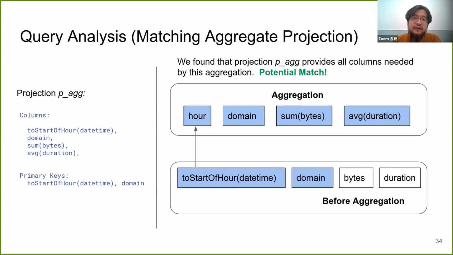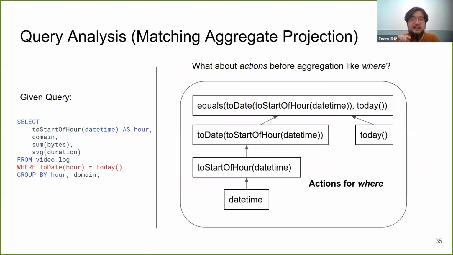In this case, we found that projection PAG provides all columns needed by this aggregation. So we have toStartOfHour of datetime directly provided by projection PAG. We have domain, and we have the 2 measurement columns. Thus, we found the potential matched projection. Let's continue to check the remaining actions.